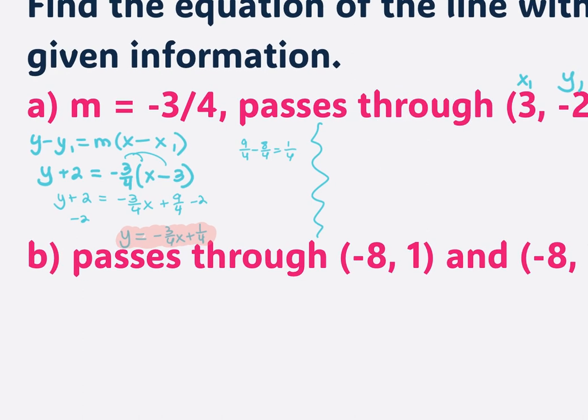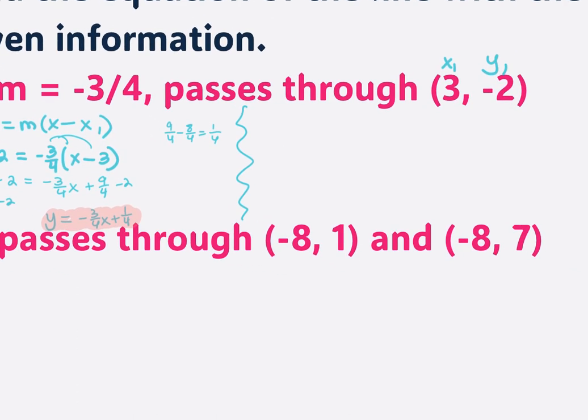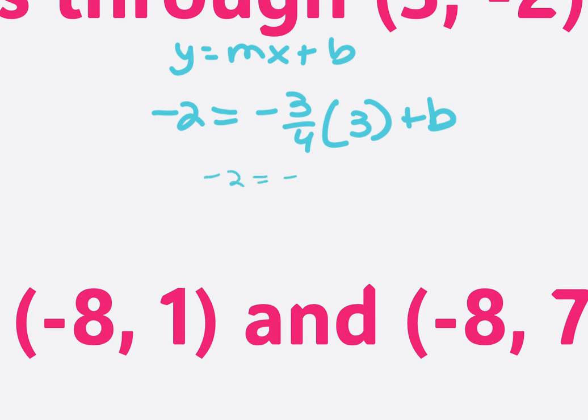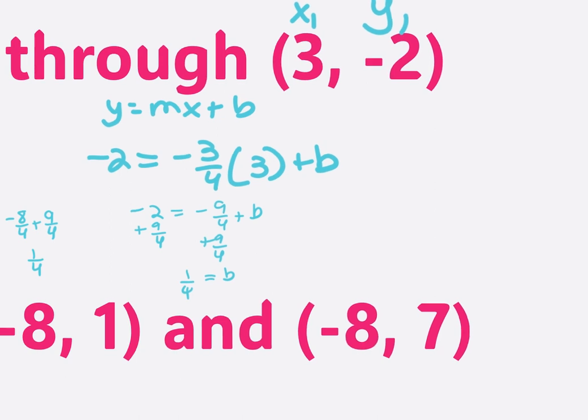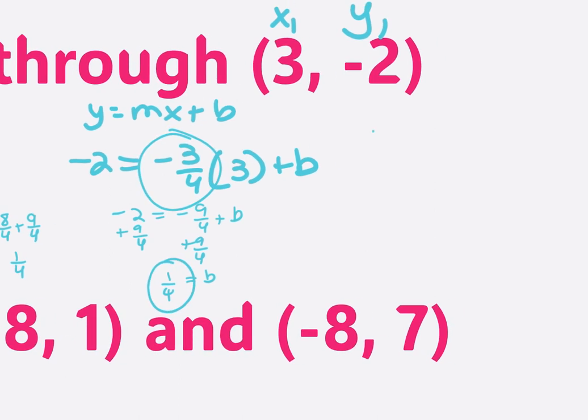All right, the other option is to plug it into y equals mx plus b. So in y equals mx plus b, y is negative 2, m is negative 3/4, x is 3, and we're going to solve for b. So I get negative 2 equals negative 9/4 plus b, add the 9/4. I'd get negative 8/4 plus 9/4, which is 1/4. And then I have to plug back in the m, which is negative 3/4, and the b, which is 1/4.